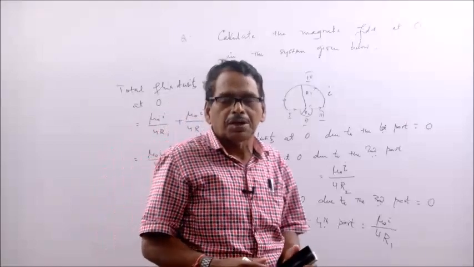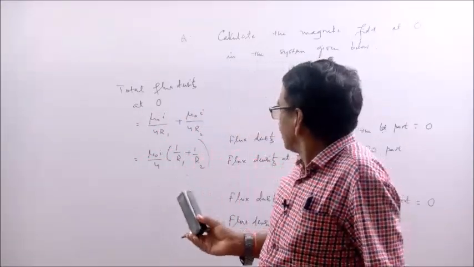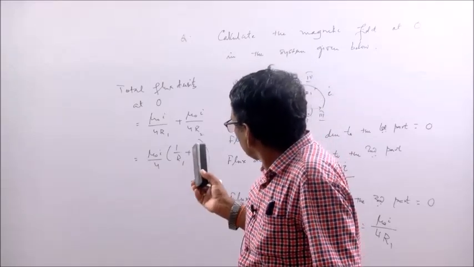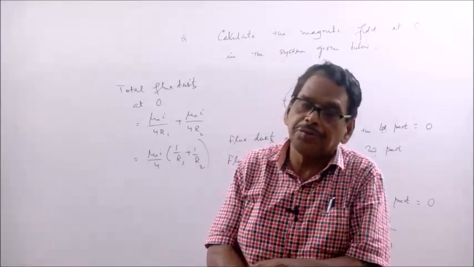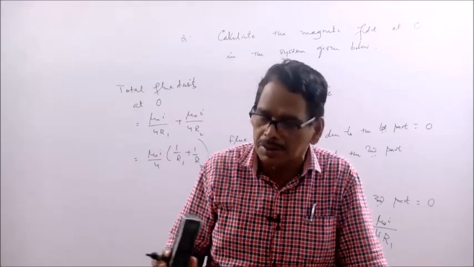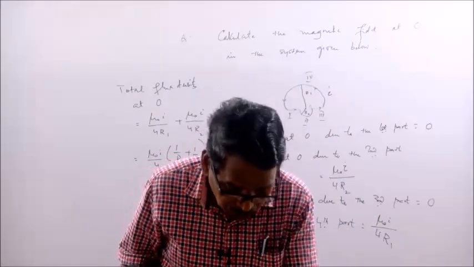The values of R1 and R2 are given, and the current is given. You can calculate the flux density. Put in the value of pi, the value of R1, the value of R2, and the value of mu 0, which you have to remember. That is 4 pi into 10 to the power minus 7. So this is one type of question.